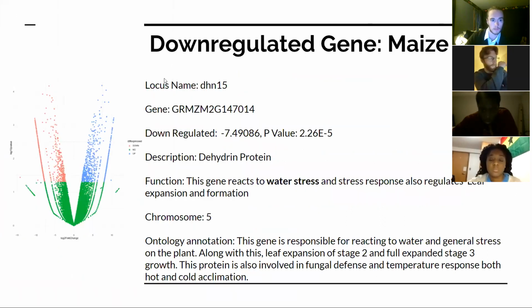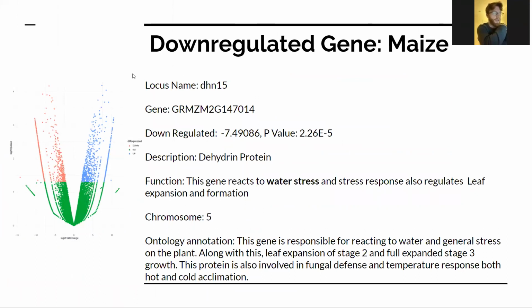All right, so the downregulated gene for the maize crop is a dehydrin protein. This gene is specifically related to drought because it reacts to water stress and general stress, and also regulates leaf expansion and formation stages. So it directly relates to drought because it's directly relating to water stress.